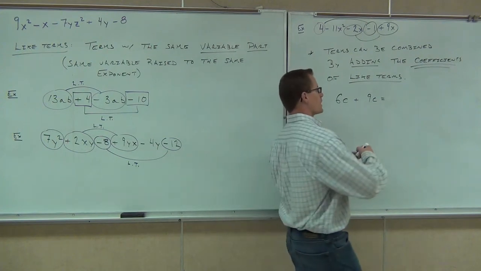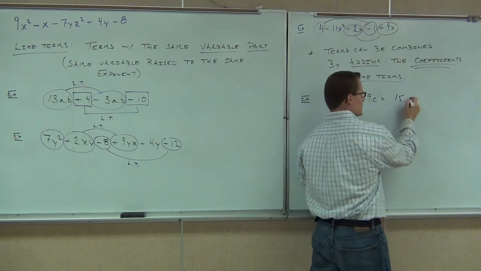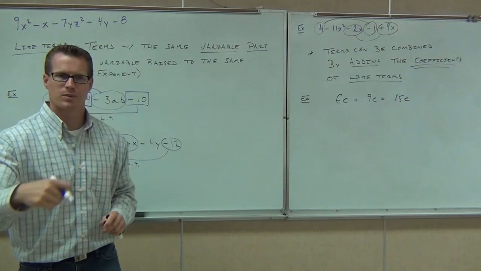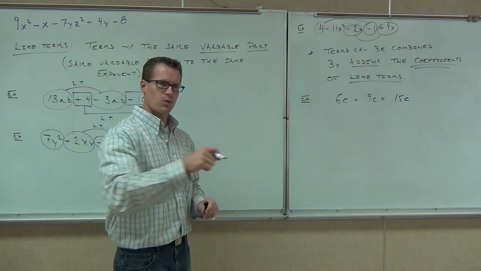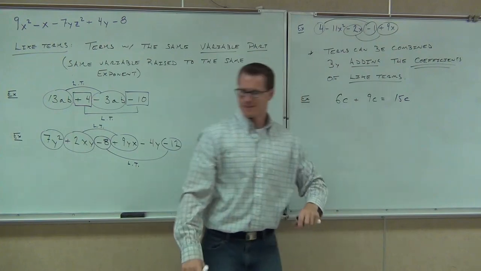Okay. So you say, oh, okay, I do my coefficients, that's 15. My variable part was C, it stays the same. You do not add variable parts. That's what you change by multiplication. We'll get to that later. You only add like terms by adding the coefficients. That's all you can do.